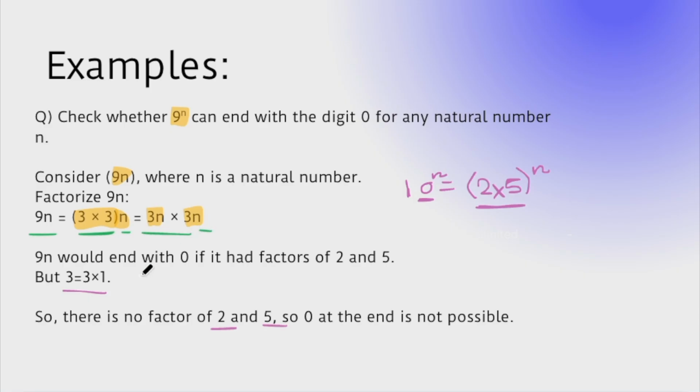So 9^n would end with 0 if it had the factors 2 and 5, but there is no factor of 2 and 5 here in the prime factorization of 9^n, and that would mean that 9 to the power of n cannot end with the digit 0 for any natural number n.